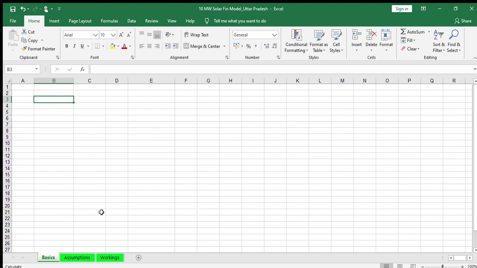By the end of the course, you will get this Excel sheet as an attachment, and you can always download it and tweak some areas of it, and you can get it for 10 megawatt, 15 megawatt, whatever. This is a very basic model which we are using, and it is sufficient for modeling purpose, for lending purpose for a small project.